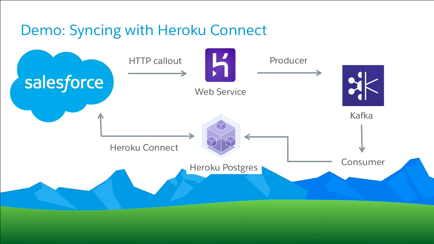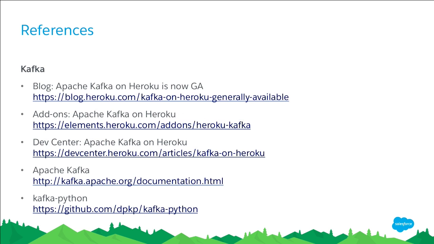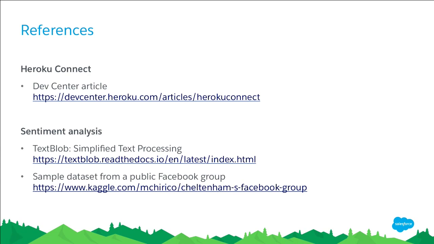So that's pretty much it for the demo. As I said, the code is all on GitHub. My username there is alouis-sfdc. You can check out the code to get some ideas of how you could use Kafka, and I'm using Python in this case, but there are a number of libraries in a lot of different languages. I have some information here about Kafka. We've got all sorts of resources, both from Heroku and from the Kafka community. There is a lot of information about Heroku Connect. If you do want to talk about Heroku Connect, very happy to chat with you afterwards about it.